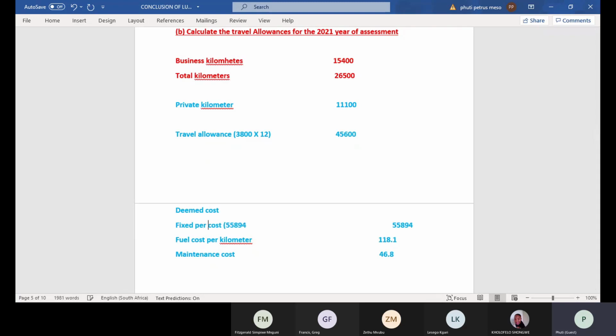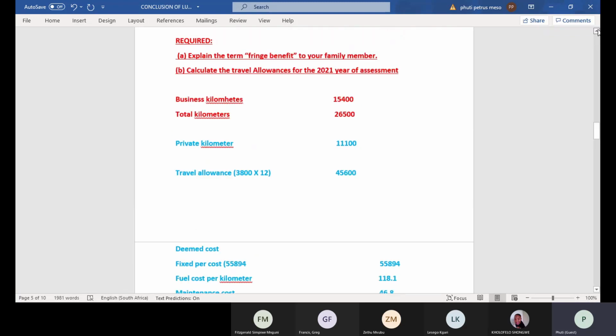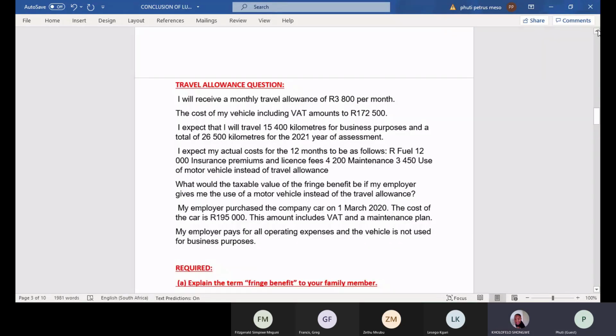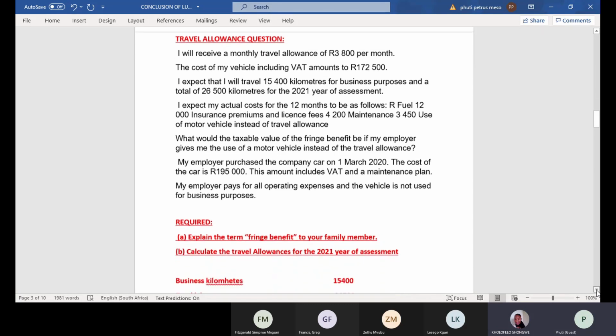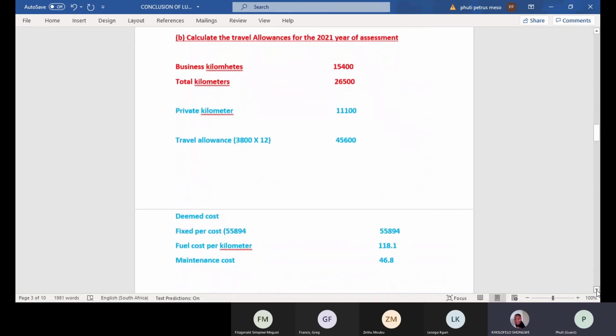Okay, let me say fixed per cost. I'm just going to put it like that, which is why you can't say 55,894 won't be per cost. Okay, you're right there. Yes. Okay, this is how you calculate your fixed cost. You take the total fixed cost amount, and then you divide it by the total kilometers traveled. Does it make sense? Yes, it makes sense. I'm seeing it on the instructions on the steps here. Okay, following the steps, you just do it that way.